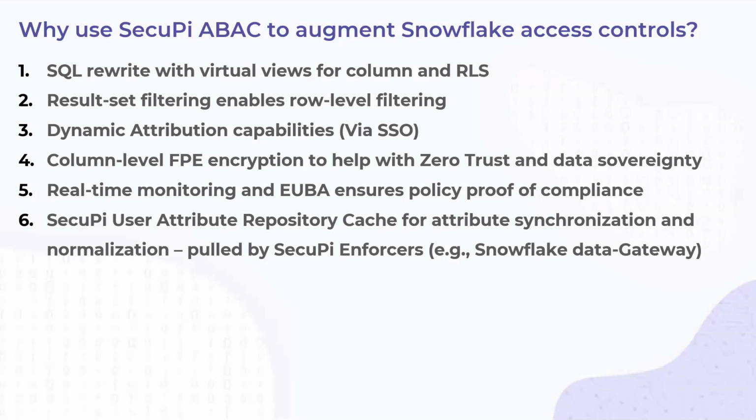We'll have dynamic attribution capabilities, so we can get from your SSO solution, let's say you did multi-factor authentication with Okta, we will see the group memberships, we will see your title, we will see your risk level within the SAML assertion or the OAuth token, and we can use those information items to make a decision, right? For example, if your risk level is high, we can now start showing you only encrypted data and not clear text data. Then, of course, we can do column level format preserving encryption to allow you to do zero trust and data sovereignty. So people who should not see clear text data will not see that clear text data.